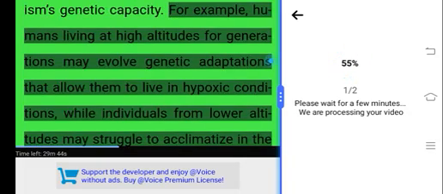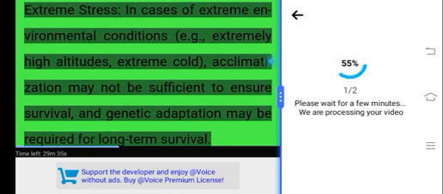For example, humans living at high altitudes for generations may evolve genetic adaptations that allow them to live in hypoxic conditions, while individuals from lower altitudes may struggle to acclimatize in the same environment. Extreme stress. In cases of extreme environmental conditions, e.g., extremely high altitudes, extreme cold, acclimatization may not be sufficient to ensure survival, and genetic adaptation may be required for long-term survival.